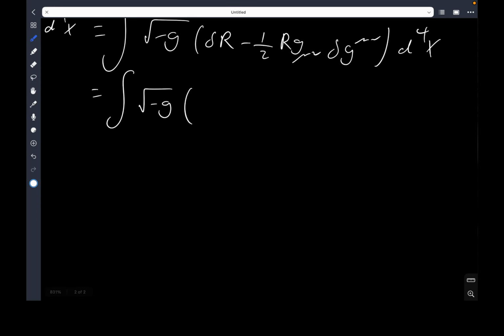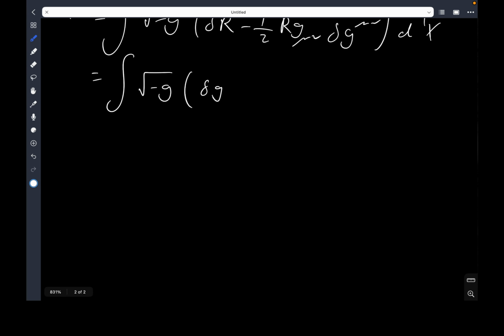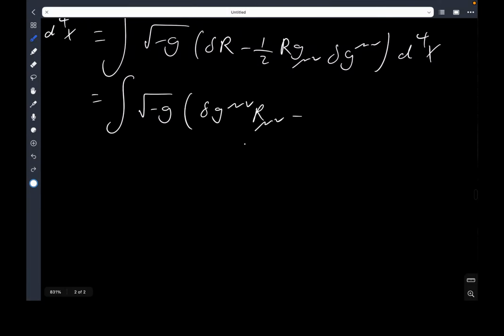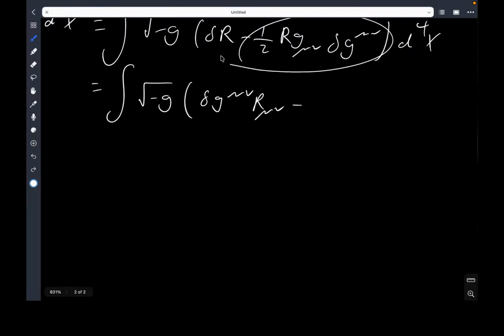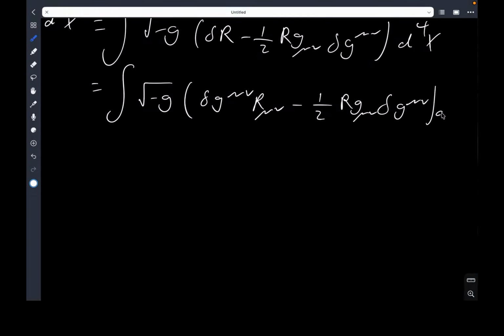Delta R was delta g mu nu R mu nu plus delta R mu nu g mu nu, plus delta R mu nu g mu nu, in which we conclude that this one is going to be 0. So I'm going to write minus just this term, half R g mu nu delta g mu nu d to the 4x.